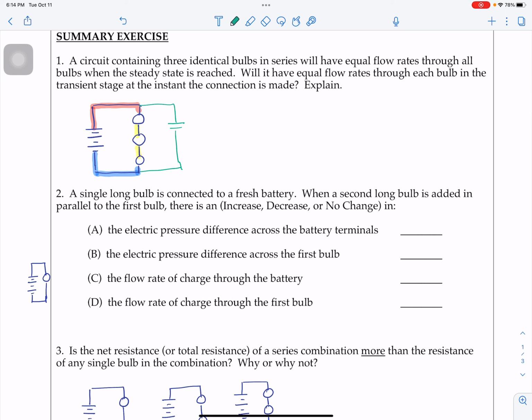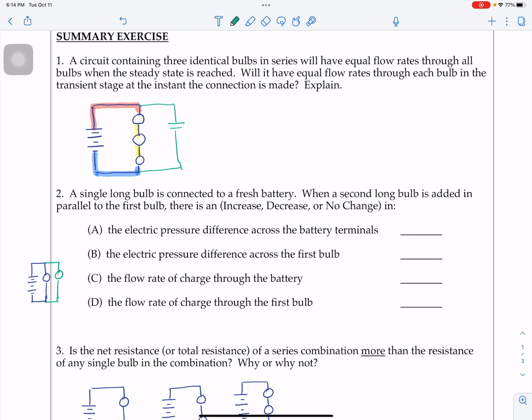Okay, question number 2. A single long bulb is connected to a fresh battery. When a second long bulb is added parallel to the first bulb, there is, okay, I did multiple batteries. Sorry about that. I drew my little thing to the side. So this is what we have initially. And when we add a second bulb, this is like adding our straws side by side so we can have more flow.